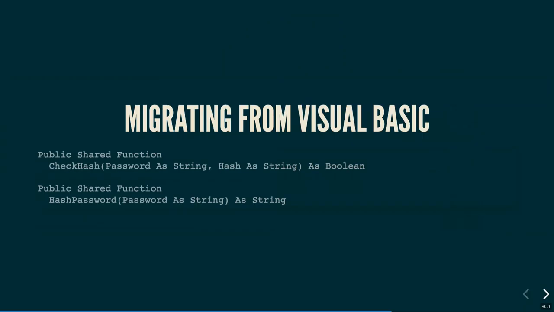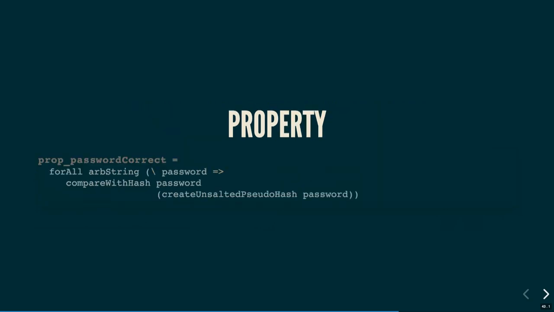Here's an example from our practice. A couple months ago, we were tasked with migrating a giant Visual Basic 6 application. It had a password checking function there. You can see here a Visual Basic 6 type signature. And the property that we wrote was, if we create the hash from the password and we compare it with the hash that's in the database, then they should all come out the same.